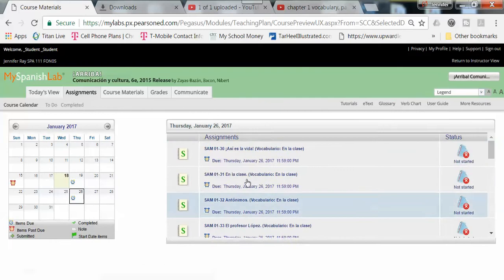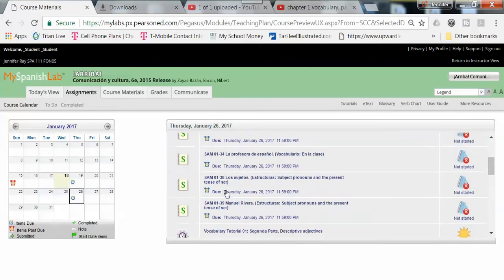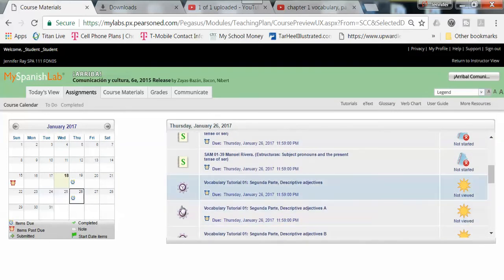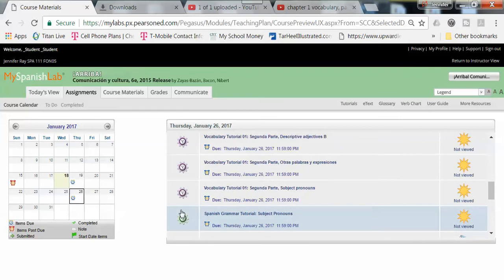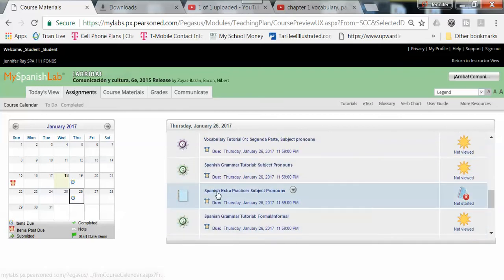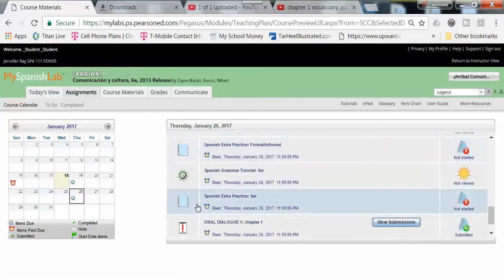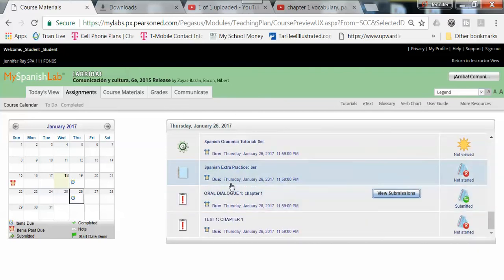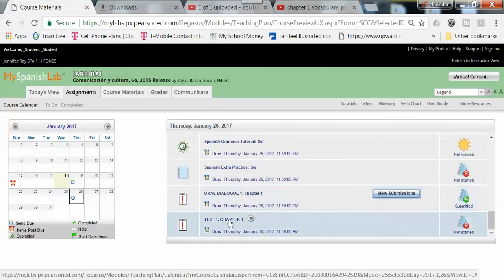And then your activities should populate here. So you can see here's your SAM activities that you have to complete. These are tutorials. They're things that you do not have to complete. There's an extra practice activity, another one. Those are things that you do not have to complete. They're just there in case you need extra practice. You also have your oral dialogue and your test on chapter 1.